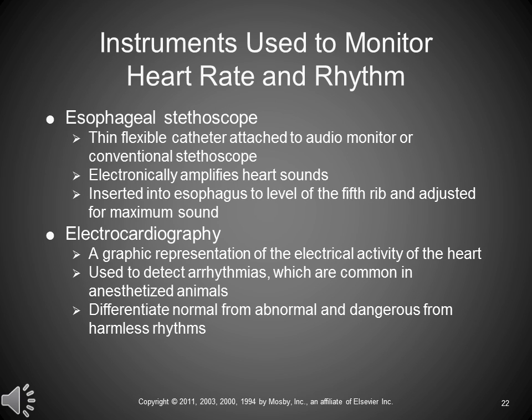Electrocardiographs, almost everybody has an EKG. It's a graphic representation of the electrical activity of the heart, PQRST. It's used to detect arrhythmias, which are very common in anesthetized animals. If you don't see arrhythmias, then you start to worry. And it will help differentiate normal from dangerous, life-threatening rhythms, from the ones that you just expect that aren't any big deal. But you don't know that unless you're looking. You can't see what you don't look for.